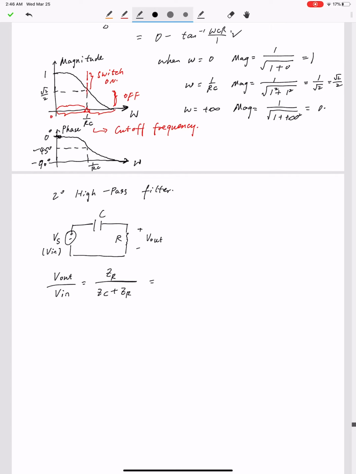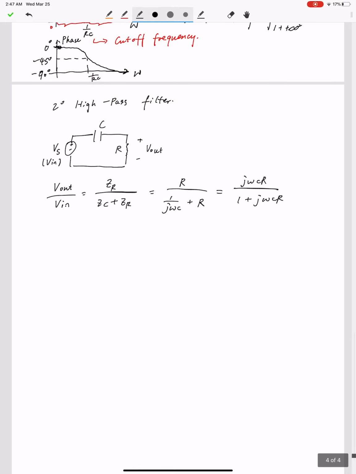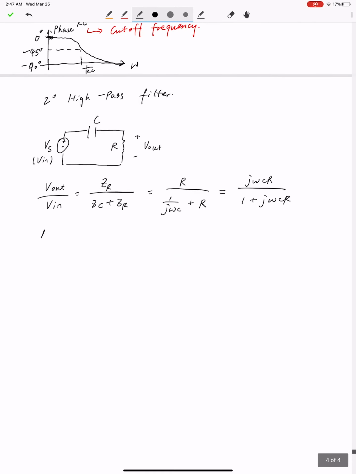So we can plug in the values of impedance of these two components. ZR is R, ZC is 1 over j omega C, plus R, right? After you simplify this expression, you get j omega C R over 1 plus j omega C R. And in the same way that we did in the previous filter, we can find the magnitude of this transfer function.